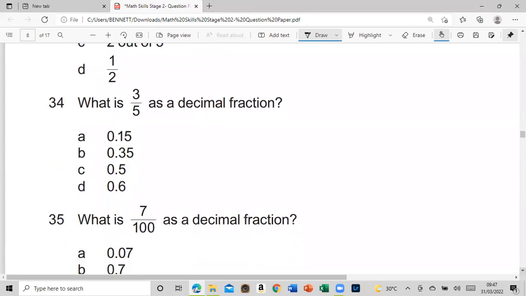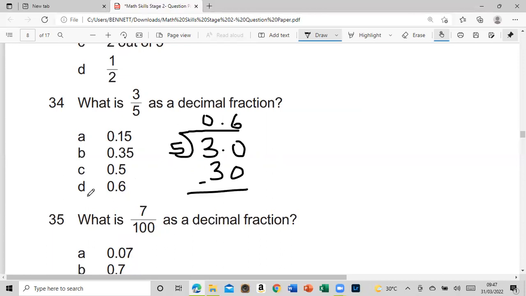What is 3/5 as a decimal fraction? So 3/5. What do we do? We're going to be dividing 3 by 5. For my students, 5 into 3 is 0, 5 into 30 is 6. Just ignore the decimal point right now. So that's 0.6.